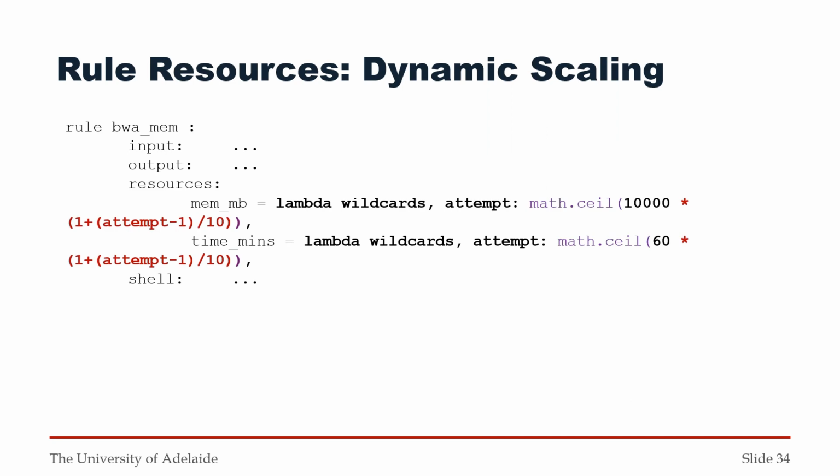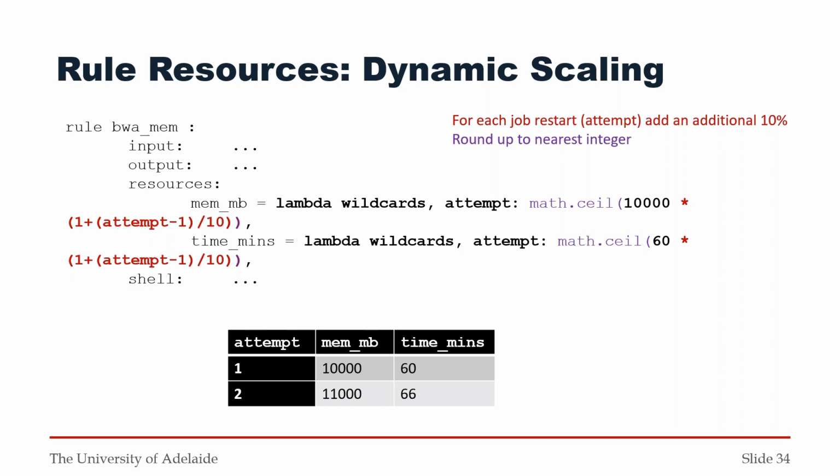You can do something a bit more fine-grained. In this case here, we are scaling this by attempt number, but we're just adding 10% onto the resource requirement for each attempt. So the first time, this would equate to 10 gigabytes for the memory and 60 minutes for the runtime. Then the second attempt scales up by 10%. And if we increase the attempt number in the profile, then that will continue on trying to retry jobs when they fail.